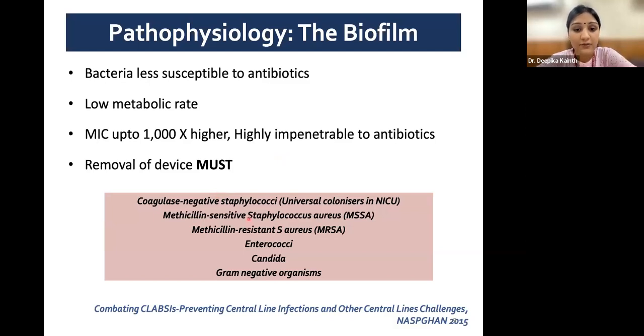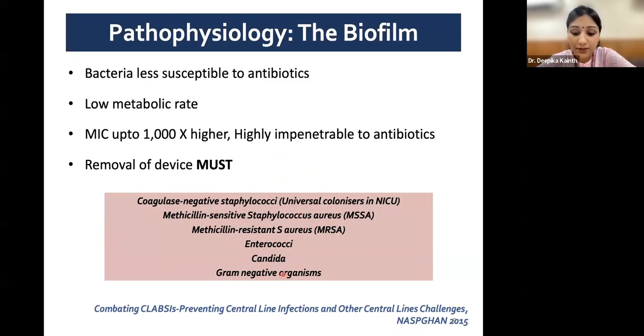The organisms that are implicated are the routine organisms that we see in the skin flora. One is coagulase-negative staphylococci, the universal colonizers; in any NICU we go to, we will find them waiting for us. Then methicillin-sensitive Staph aureus, methicillin-resistant Staph aureus, enterococci, fungi like Candida, and gram-negative organisms. These organisms are commonly found in neonates with CLABSI and in catheters that are colonized and stay for a long time.